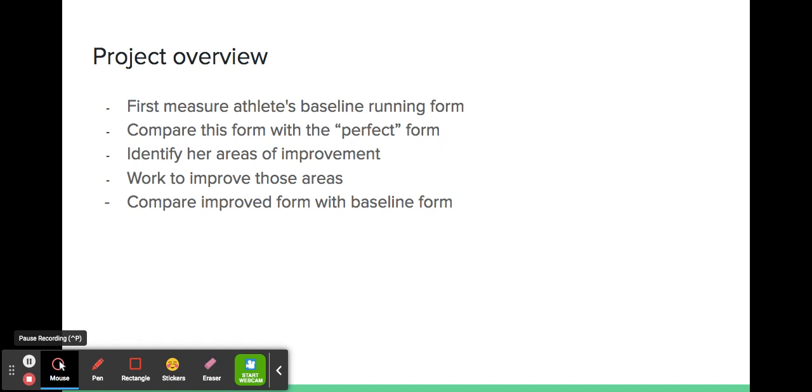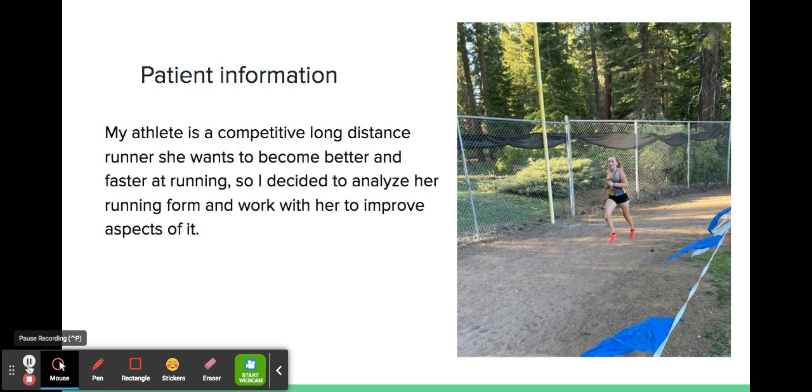I first measured my athlete's baseline running form. I then compared this form with the essential perfect running form. Then I decided to identify her areas of improvement. Then I worked with her to improve these areas, and finally, I compared her baseline form with her improved form, so she can understand the importance of fixing these little aspects and take those aspects home with her.